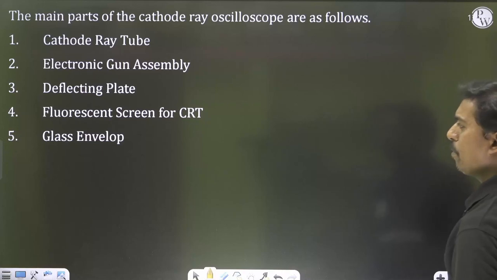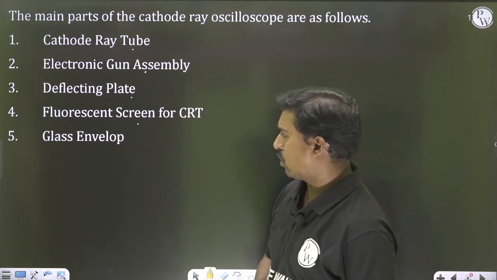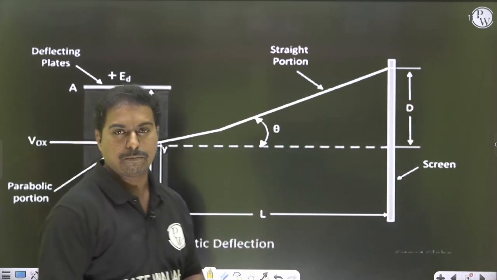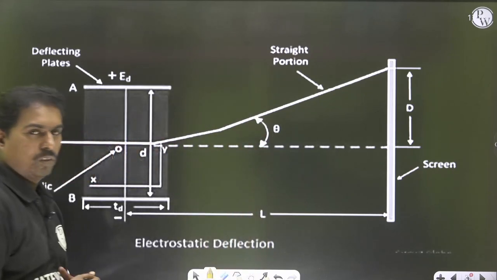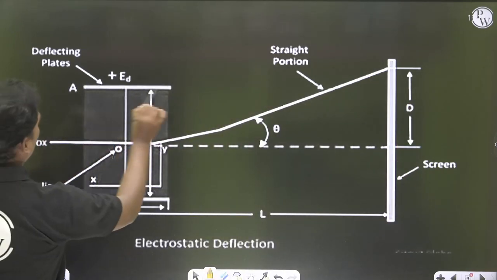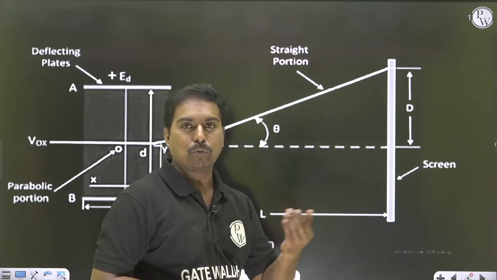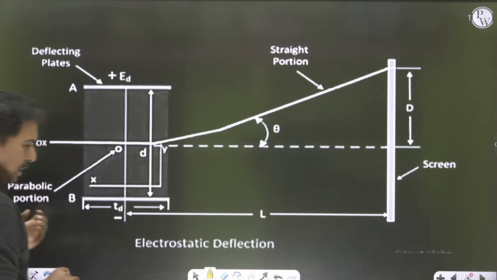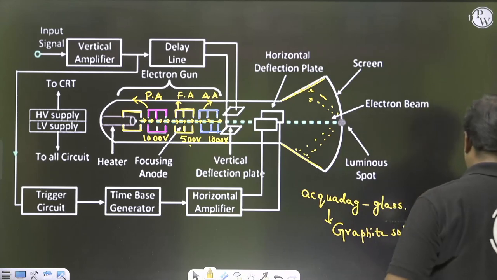These are the basic components: cathode ray tube, electron gun assembly, deflecting plates, fluorescent screen for the CRO, and glass envelope, which I have explained. And one important point I want to tell you is about deflection. There is a small possibility of a question on this. Whenever the electron ejects out of the deflection plates, there is a certain deflection. This deflection theta: first of all, these are our deflecting plates, and for these deflecting plates, the voltage that we give is ED, the deflection plates' input voltage. The electrons entering from the accelerating anode have the voltage EA. That means the electron is coming from the accelerating anode and entering the deflection plates, so that's why EA.